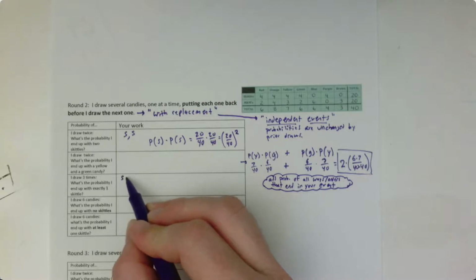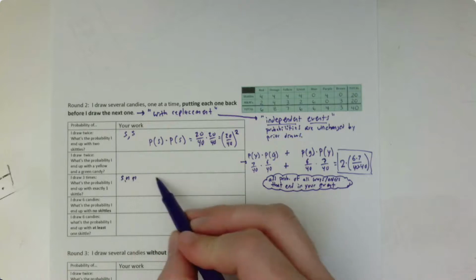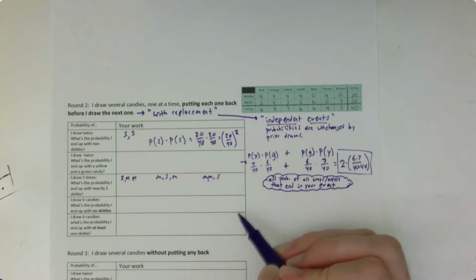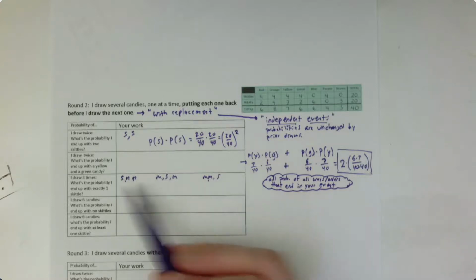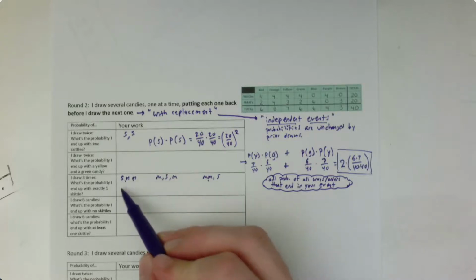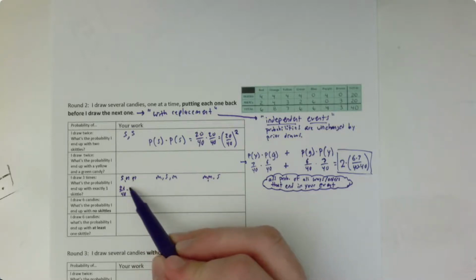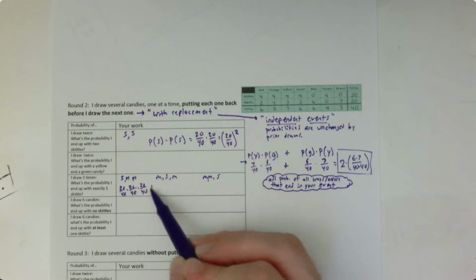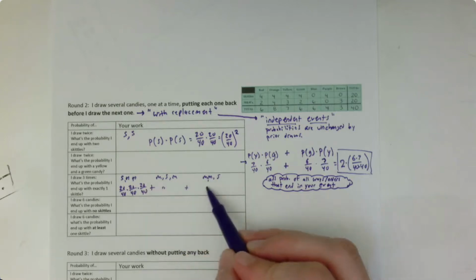I get a Skittle and an M&M and an M&M in that order. So I draw the Skittle first. I could draw the Skittle second, or I could draw the Skittle third. Each of these, the probability of each of these happening turns out to be the same. So the probability of getting a Skittle is 20 over 40, so that's the probability of drawing a Skittle first. The probability of drawing an M&M next is 20 over 40, and then an M&M next is another 20 over 40. But that's exactly the same for the next two.